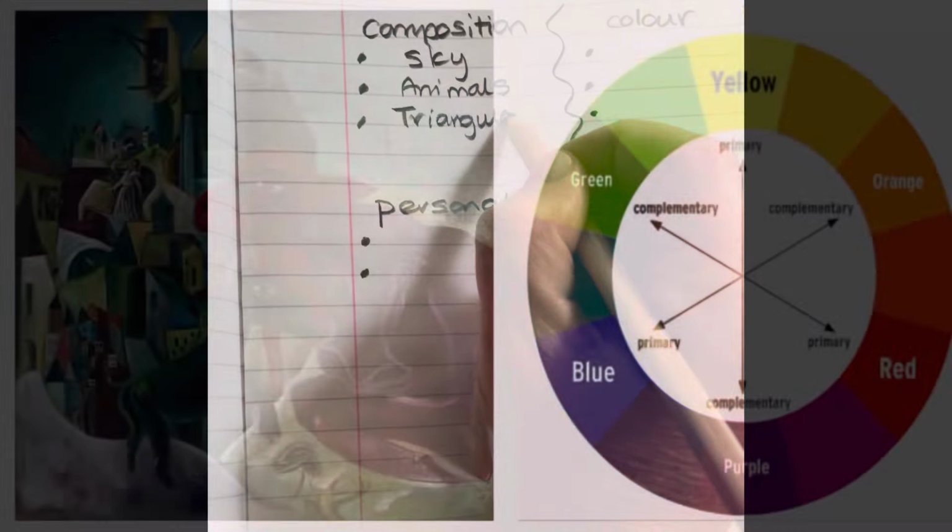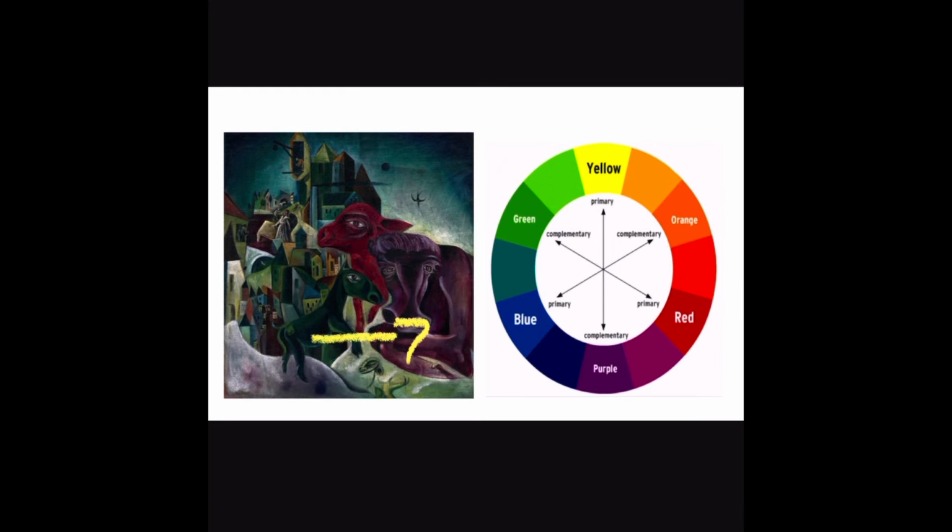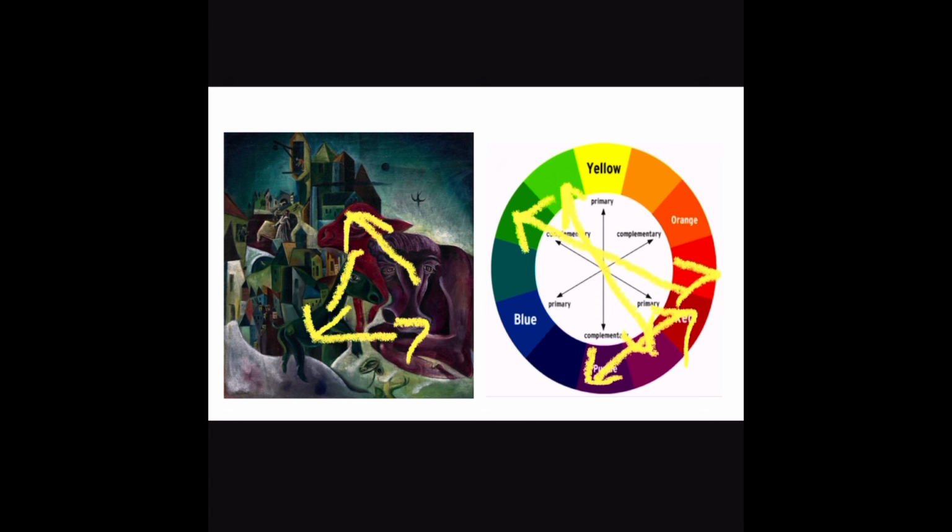I'm now going to analyse the second prompt, which is colour. So looking at the animals, I like how the artist has used contrasting colours. This helps create balance in the painting, a balance of colour. If you look at the colour wheel opposite, you can see where these colours are placed on the colour wheel.